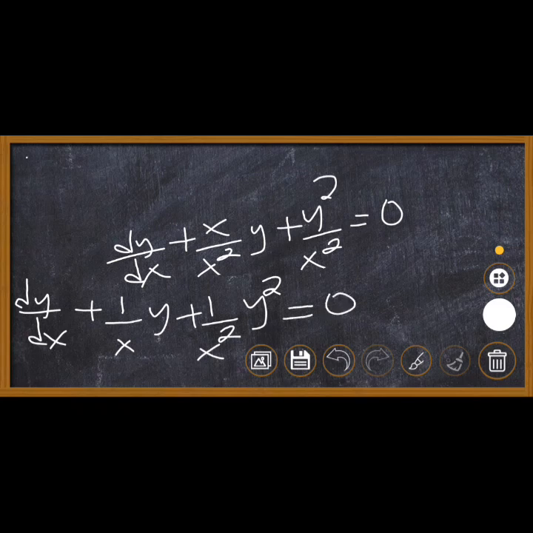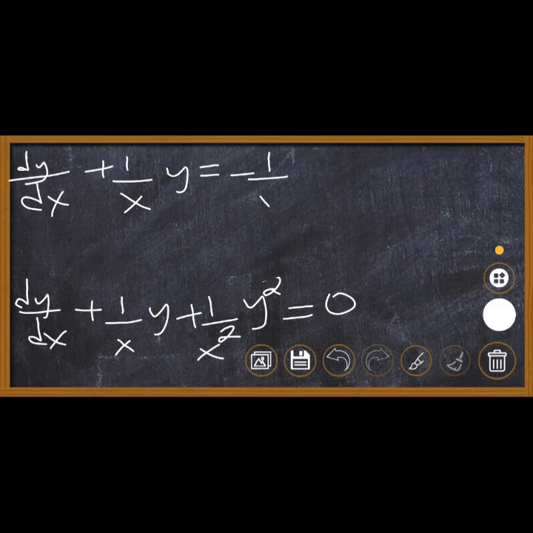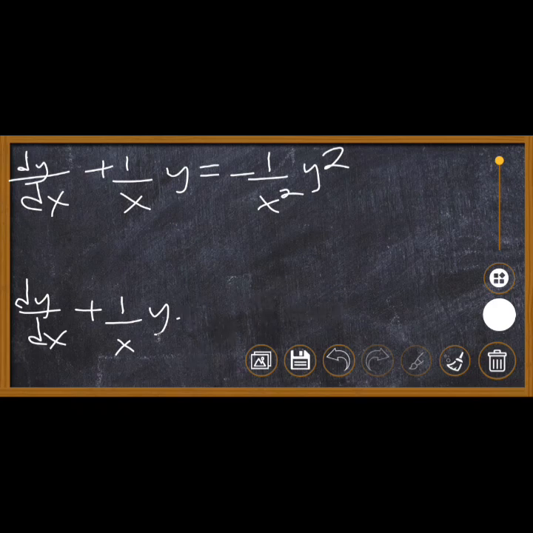Okay, so we have that expression now. We can take this other one to the right side, because according to the rules, the function of q should be on the right side. So we are going to have dy over dx plus 1 over x times y equal to, when this comes to the other side, it's going to be negative, so negative 1 over x squared times y squared. So then we have written the given expression in standard form.